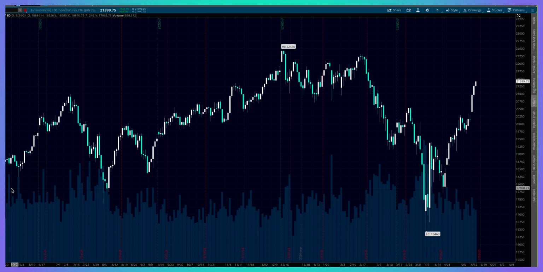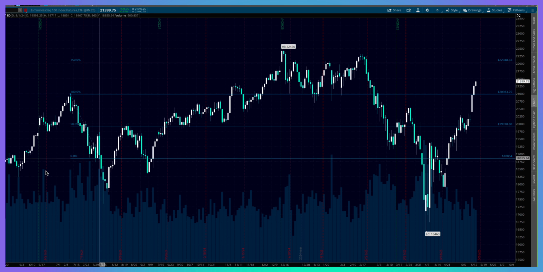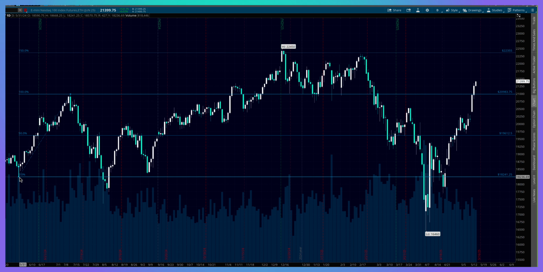So let's go to the left. And what we're going to do is take a look at what a swing low to a swing high looks like. So there's a very obvious one. It's here. It's very big. So I'm going to use a Fibonacci. Nice and easy, because the 50% region is super easy to look at. That's a swing low to a swing high.